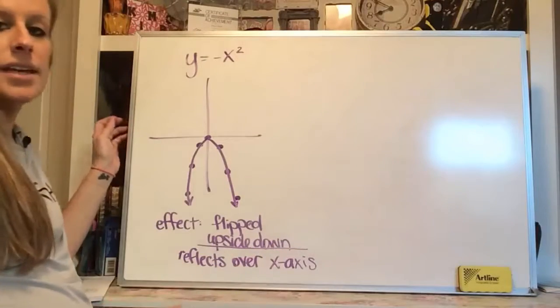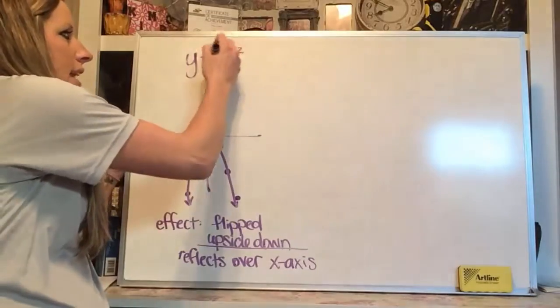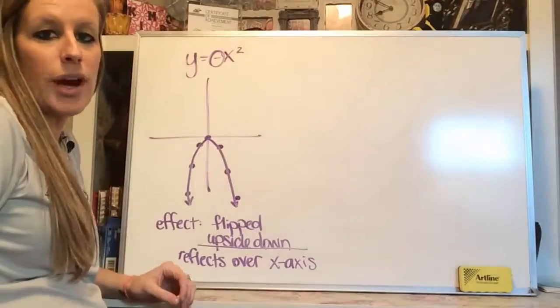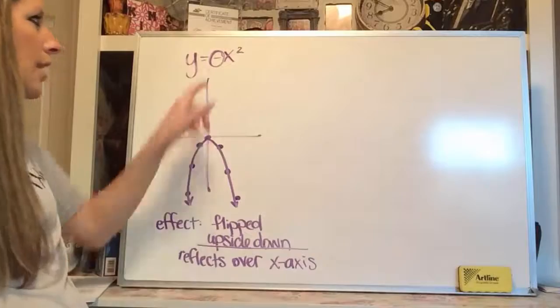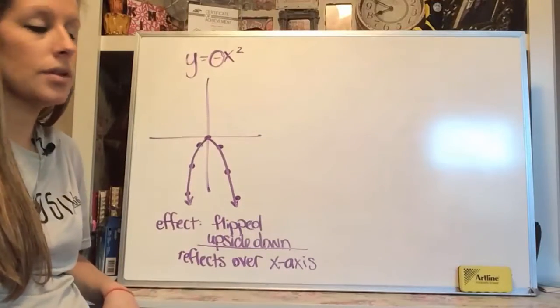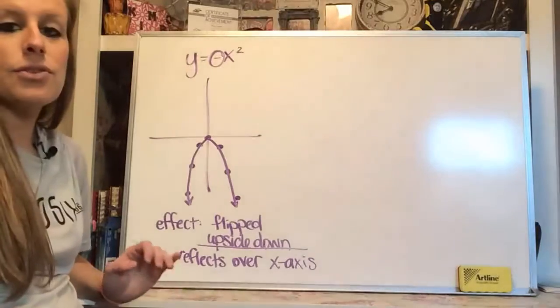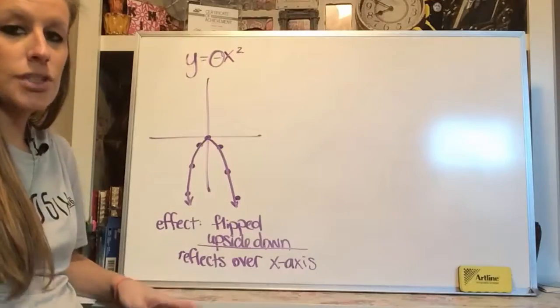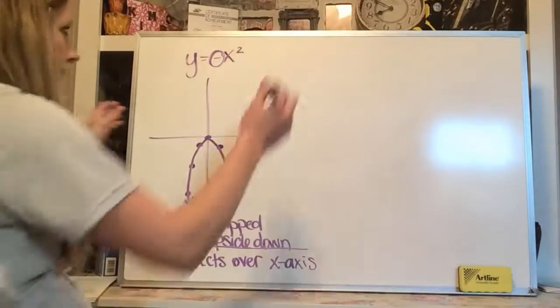Okay, and the reason it does that is because you have a negative in front of that x squared. So anytime you have a negative at the very beginning, it's going to flip upside down. Okay. Now I'm going to give you 15 more seconds. You're going to do the next example.